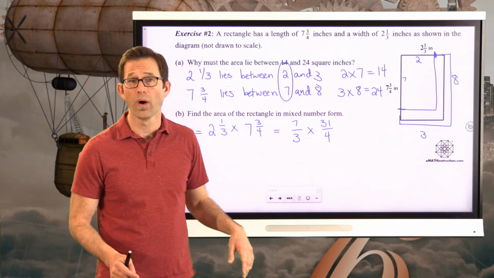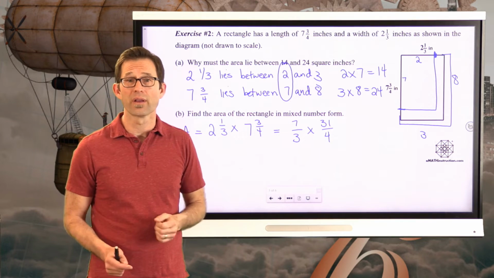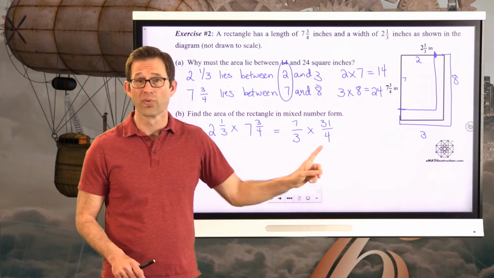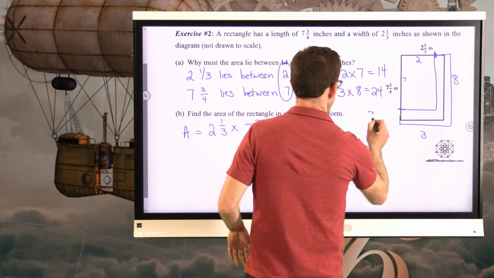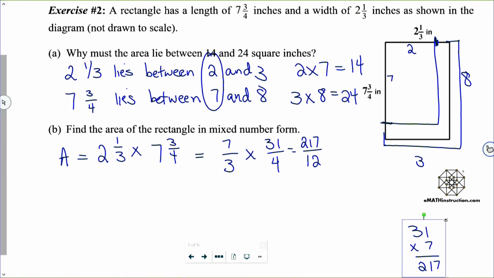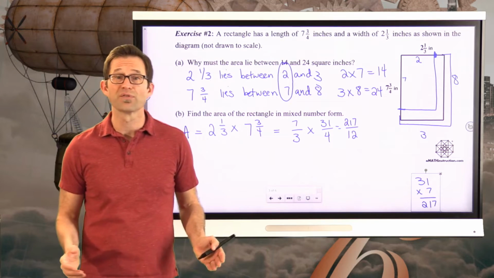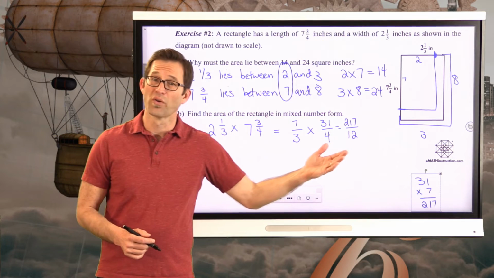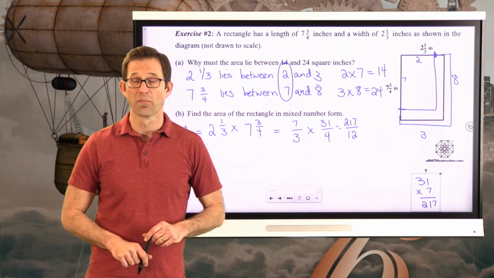Yep, that's it. Now this is pretty ugly because there's no cross-canceling. 3 doesn't go into 31, 4 and 7 don't share any common factors, so there's no getting around this. I have to do 7 times 31, and I have to do 3 times 4. So maybe on the side of my paper, I do 7 times 31, and I get 217. And I don't think I have to do the 3 times 4 on the side of my paper. So let me just move this out of the way. So my answer is 217/12, but that's not in mixed number form. That's in improper fraction form.